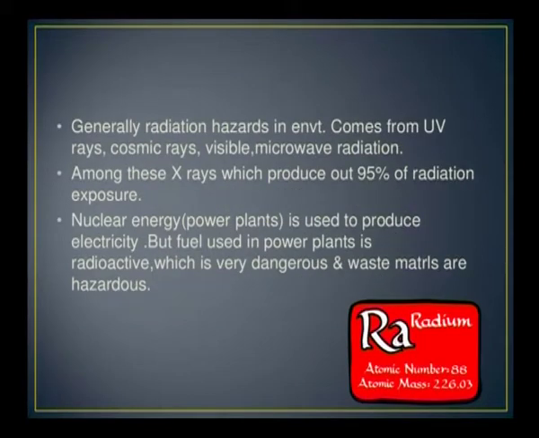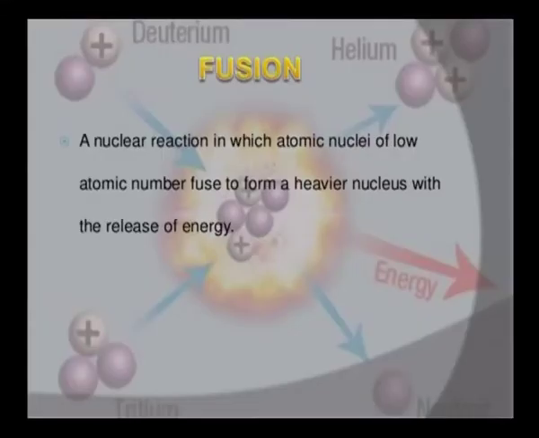Generally, radiation hazards in the environment come from ultraviolet rays, cosmic rays, visible and microwave radiation. Amongst these, X-rays produce about 95% of radiation exposure. Nuclear energy or power plants are used to produce electricity, but the fuel used in power plants is radioactive, which is very dangerous, and the waste material is considered very hazardous.